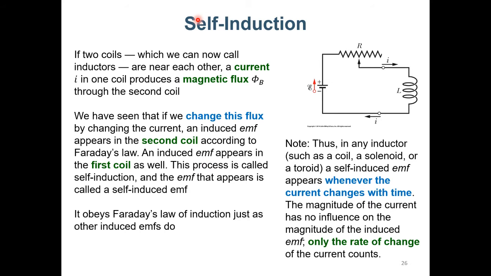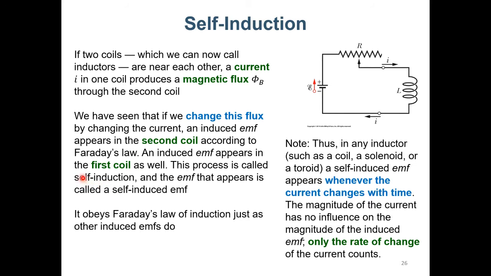So if two coils, which we can now call inductors, are near each other, the current I in one coil produces a magnetic flux phi b through the second coil. We have seen that if we change this flux by changing the current, an induced EMF appears in the second coil according to Faraday's law, just like what we mentioned in the previous 2 or 3 slides in this chapter. So according to Faraday, an induced EMF appears in the first coil as well. This process is called self-induction.